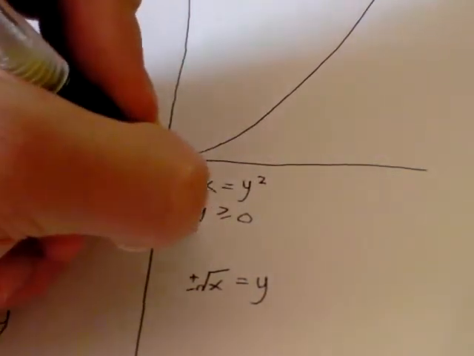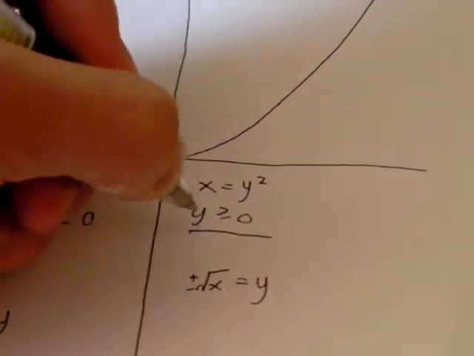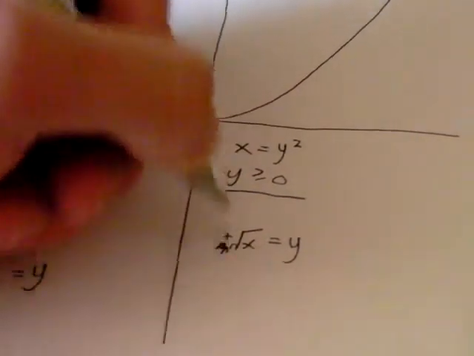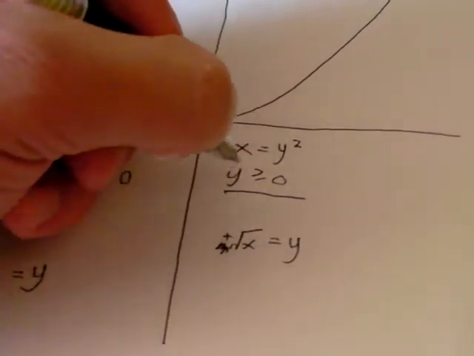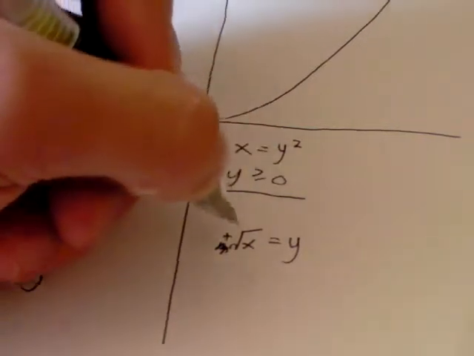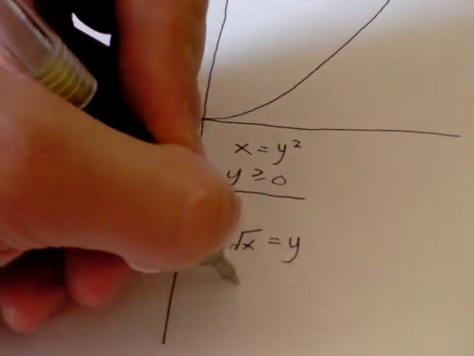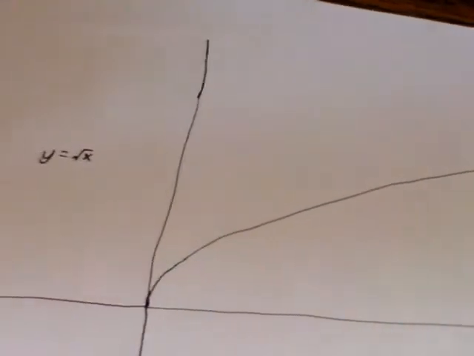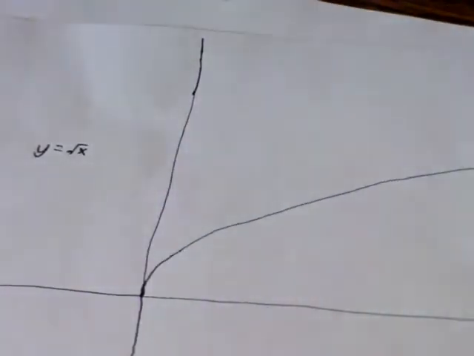But since we've already restricted the domain so that y is greater than or equal to 0, that takes away the negative value of the square root. y can't be a negative number because we've already established that y is greater than or equal to 0. So now we just have y equals the positive square root of x. And the graph of that is going to look like this. We restricted the domain of a function so that it would have an inverse function, and this is the inverse function.